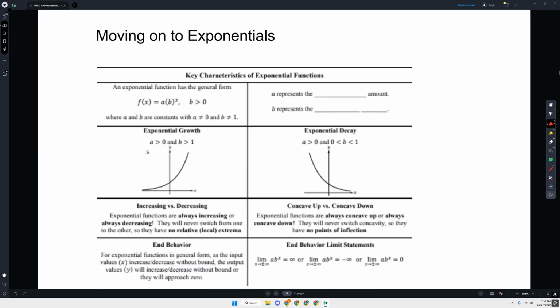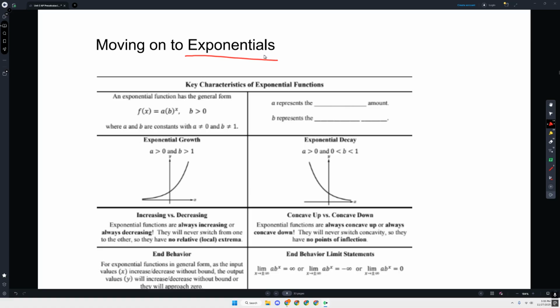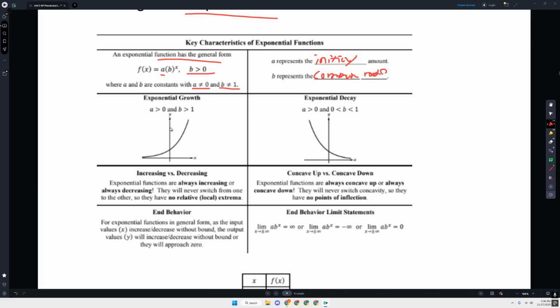So the next part is moving on to exponential functions, and solving them. A represents our initial value, and B represents the common ratio. An exponential function has the general form a times b to the x, where b is greater than 0, and a and b are constants, with a never being equal to 0 and b never being equal to 1, because if that was the case, it would not work anymore.